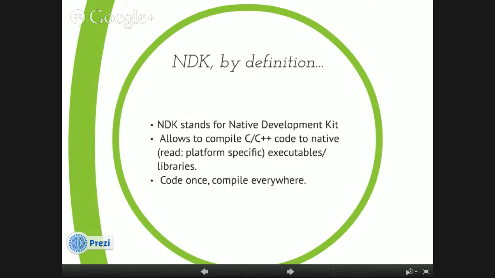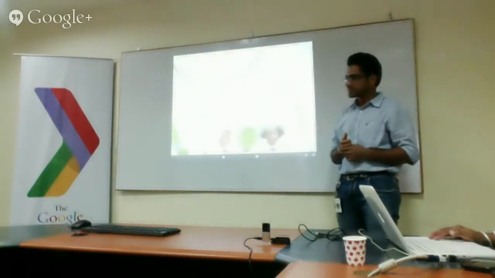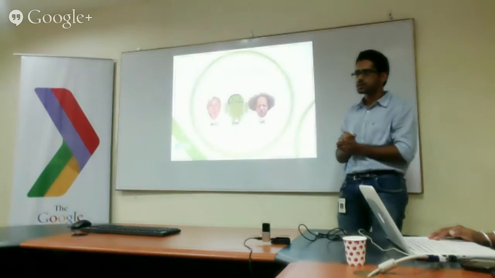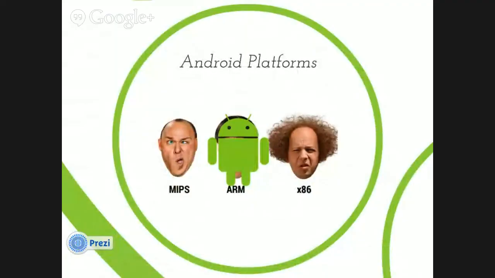Another thing is code once, compile everywhere. This means that we have to write the source code in C, but we have to compile it for different platforms, even for the platforms that are available on Android devices. So basically Android devices support three kinds of platforms: the ARM architecture, x86 architecture, or MIPS devices.